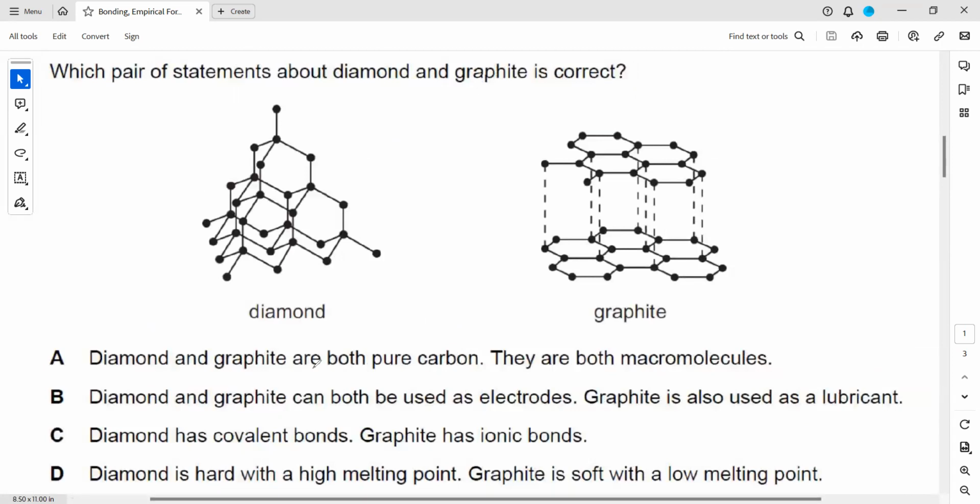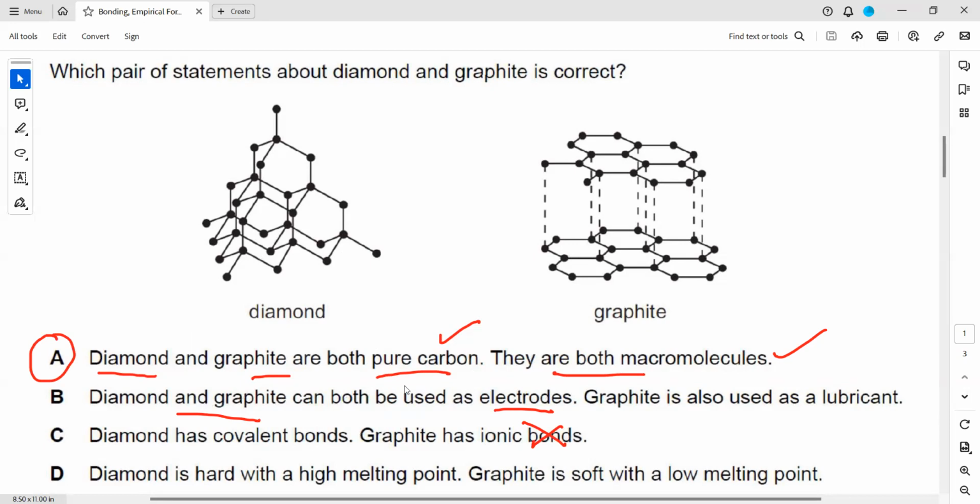When you check the first statement, diamond and graphite are both pure carbon. That is true because both contain carbon atoms. And they are both macromolecules, so that is also correct; the macromolecular structures are there. What about the second statement? Diamond and graphite can both be used as electrodes. That's wrong, because diamond cannot conduct electricity, so it cannot be used as an electrode. Diamond has covalent bonds and graphite has ionic. That's wrong because both have covalent bonds.